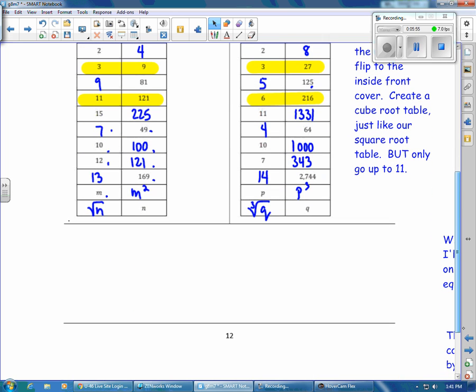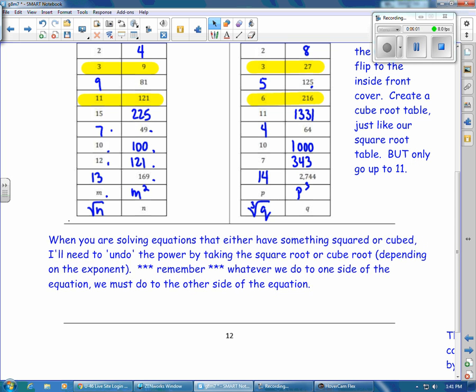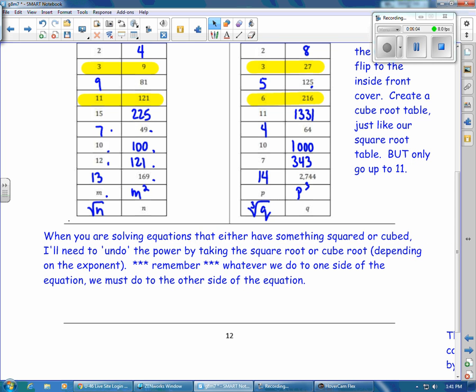All right, so some notes to take. How do I solve equations that either have something squared or cubed? When you're solving those equations, you have to undo the power by taking the square root or the cube root, depending on the exponent. Remember, it's super important.